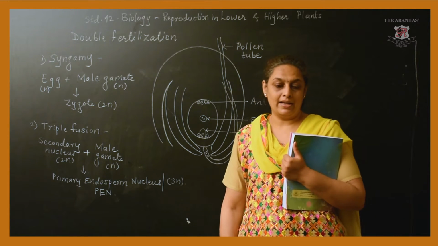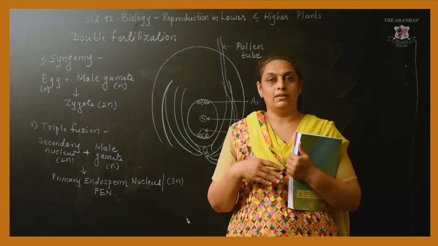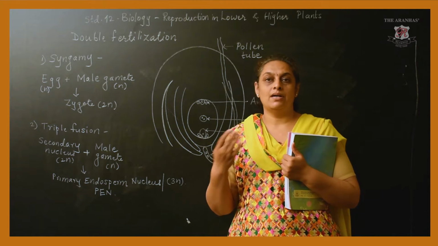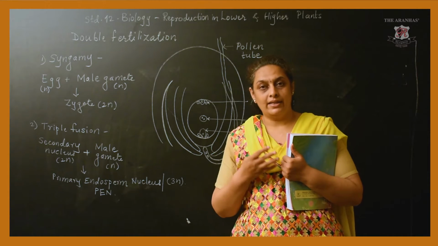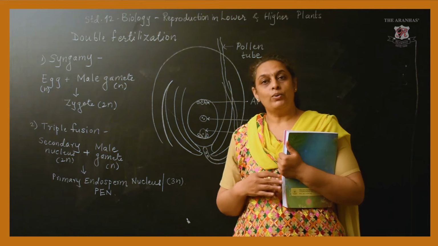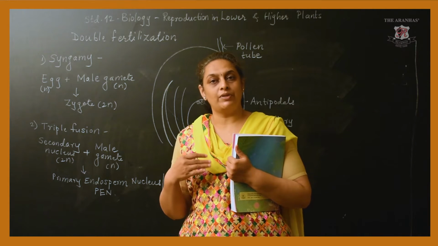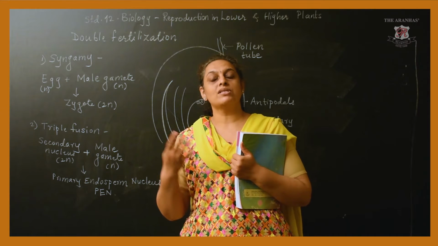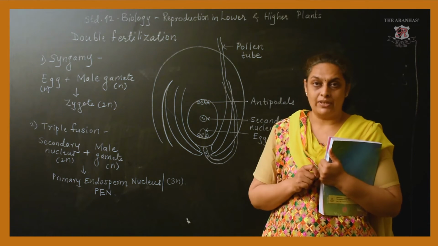Reproduction in lower and higher plants, you have studied about how male and female gametes are formed, then asexual and sexual reproduction as two basic types, pollination, then adaptations to favor certain type of pollination, all these points. Now today we will do the next part in the lesson, that is actual process of fertilization and what happens after fertilization, that is post fertilization events.